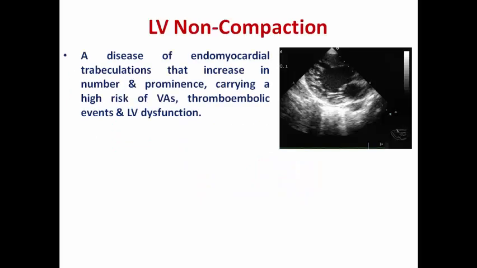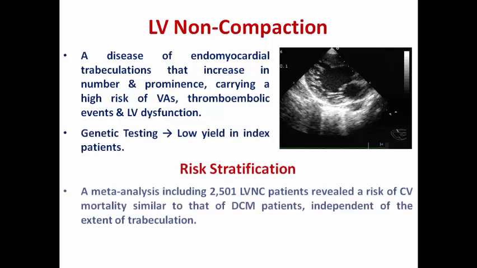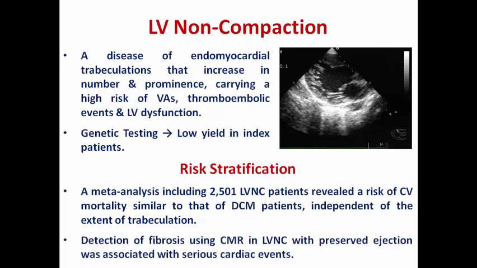This is a disease of endomyocardial trabeculations that increase in number and prominence, with a high risk of ventricular arrhythmias, thromboembolic events, and LV dysfunction. Genetic testing here has a low yield. Regarding risk stratification, a meta-analysis including about 2,500 patients revealed a risk of cardiovascular mortality similar to that of dilated cardiomyopathy regardless of the extent of trabeculations, and the detection of fibrosis using CMR in patients with preserved ejection fraction was still associated with serious cardiac events.